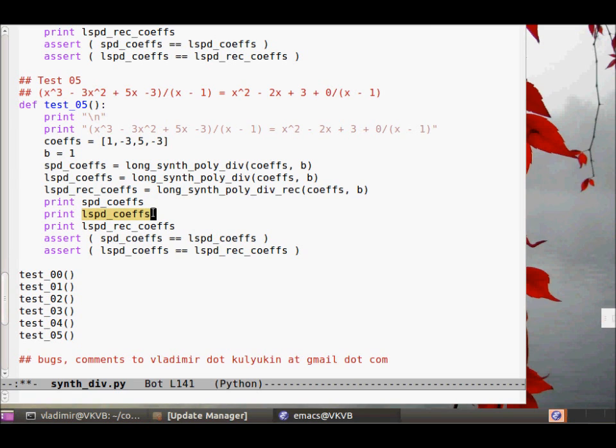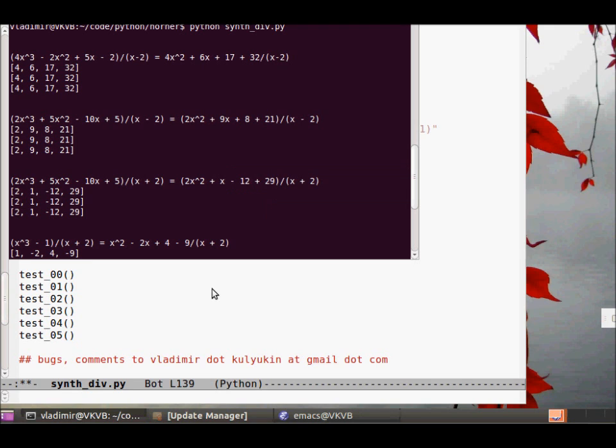So SPD coefs, LSPD coefs, LSPD rec coefs, and then there's a couple of assertions to make sure that the arrays are the same. So all these three functions must return the same array. Well, equal arrays, not the same array, but equal.